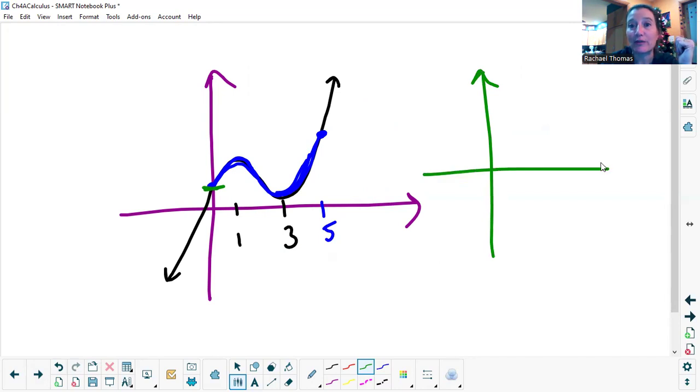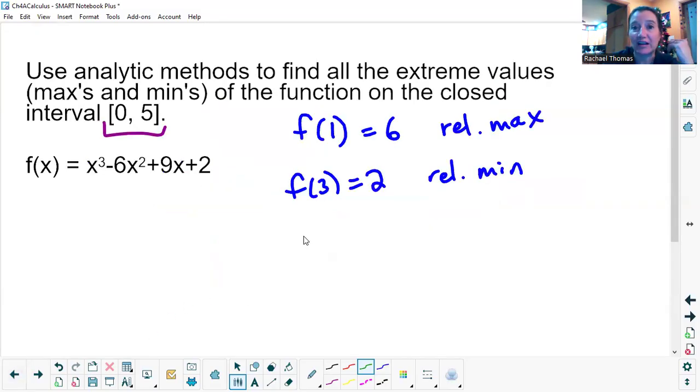Because without knowing more about the function, it could actually look something like this, where 6 and 2 would be my absolute max and my absolute min. Maybe the absolute min is happening at 0, though. I don't know. The only way for me to check is to actually plug 0 and 5 back into my original function and see what values I get.